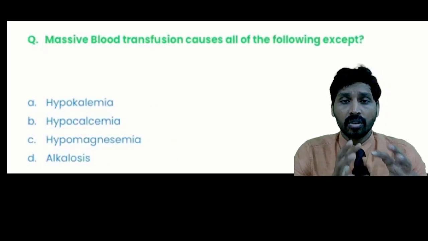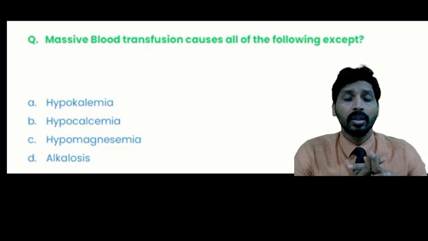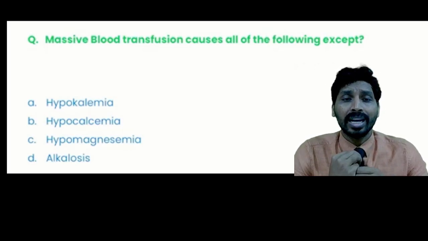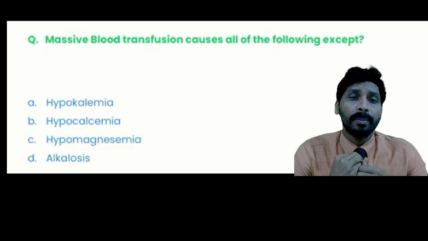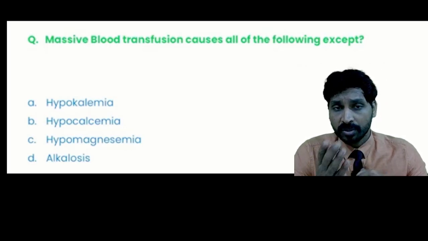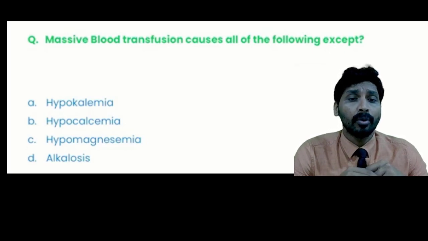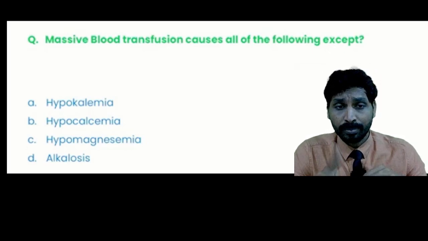Massive blood transfusion causes all of the following except. So in massive blood transfusion, what happens? As red blood cells are stored, they are deprived of glucose. The options they have given: hypokalemia, hypocalcemia, hypomagnesemia, alkalosis, with the question being except.